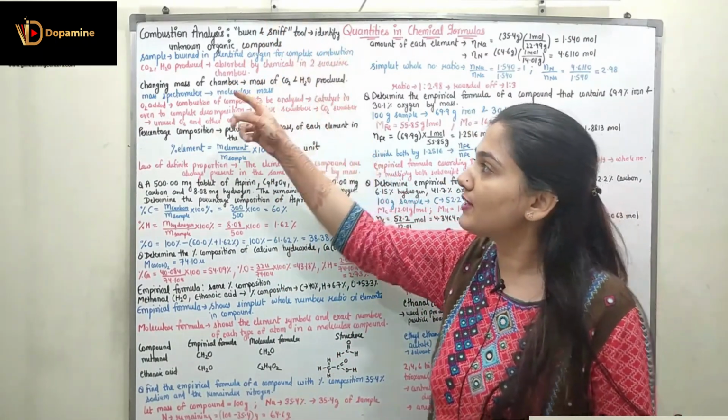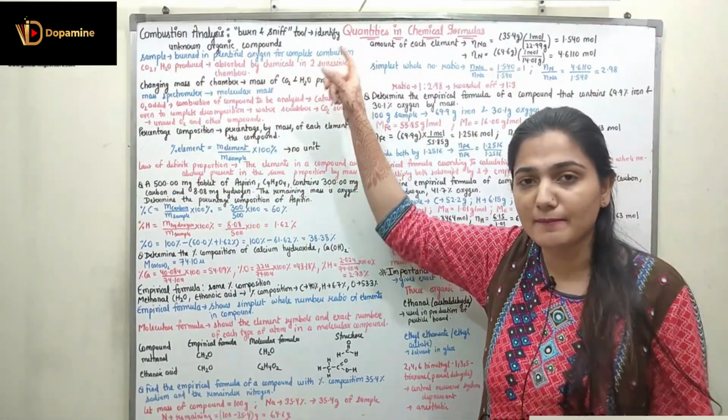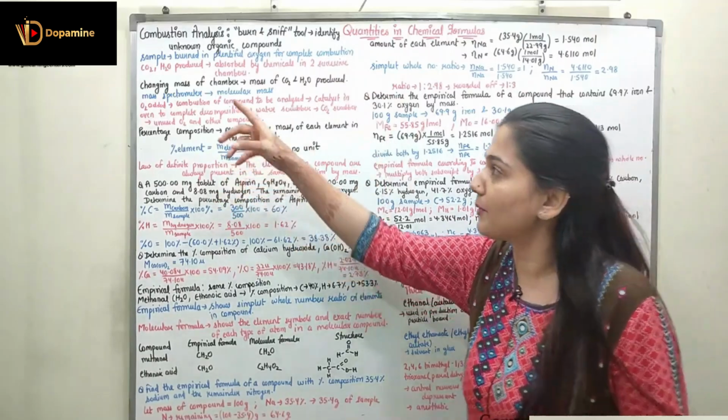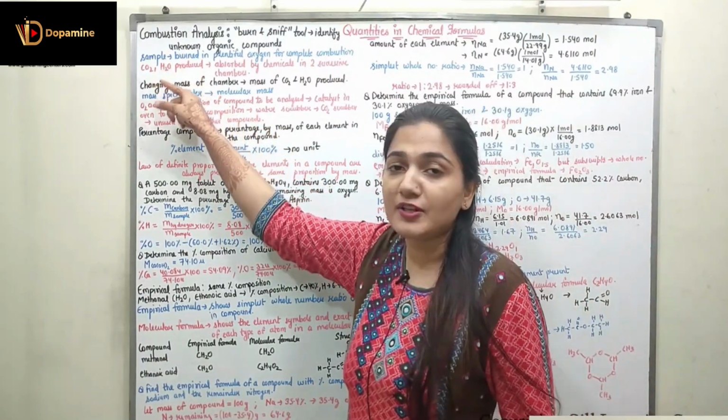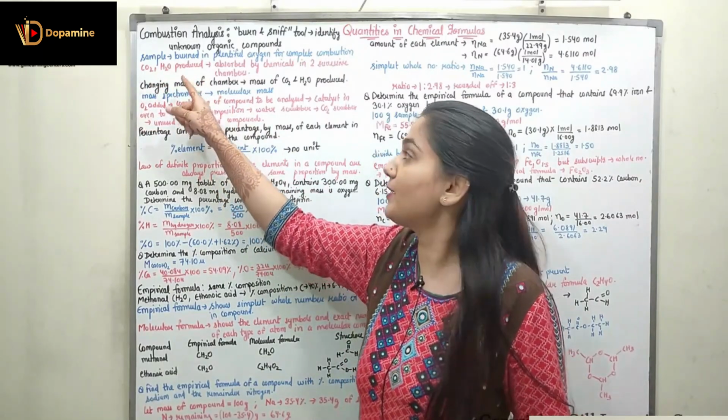Right, so what we are doing in this technique, the sample is burned in the plentiful of oxygen for the complete combustion to take place. Right, we are supplying a lot of oxygen, we are burning the sample. Now, after burning this organic sample, the carbon dioxide and the water vapors are produced.